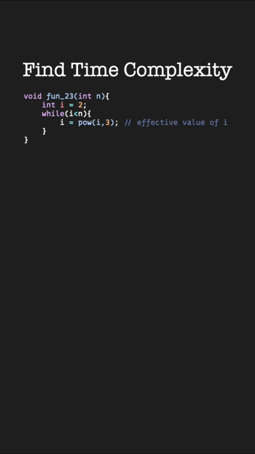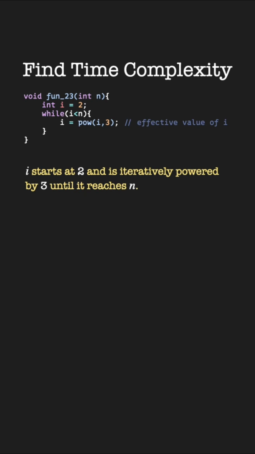The loop will run until i is less than n and terminates when i reaches n. Now, we will find the last value of i which makes the loop terminate. We check the value of i iteration by iteration. The variable i starts at 2 and gets updated by the power of 3 iteratively until it reaches n.